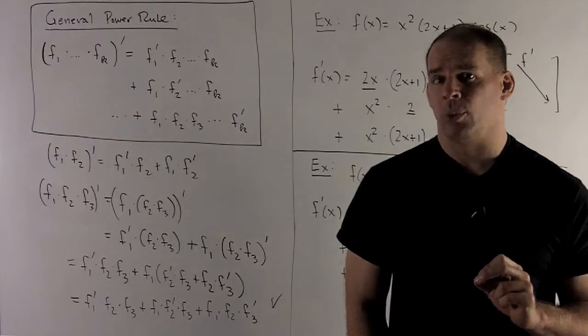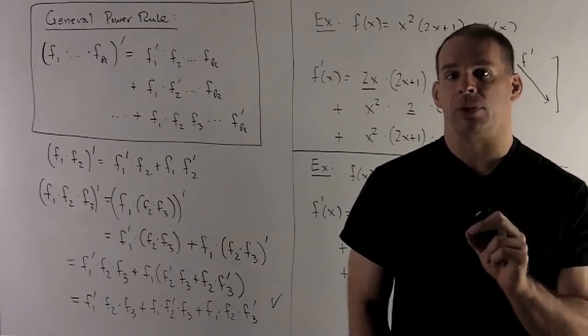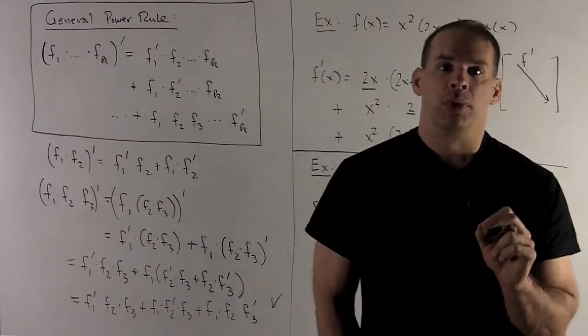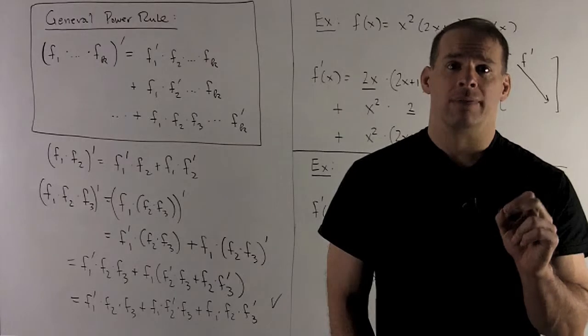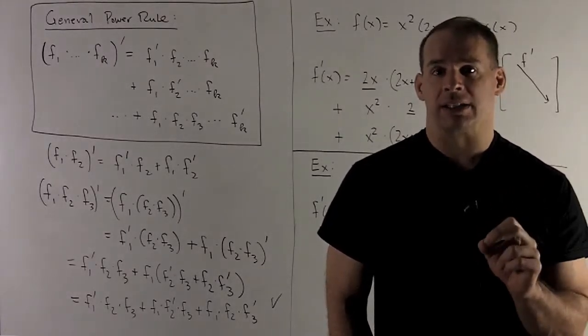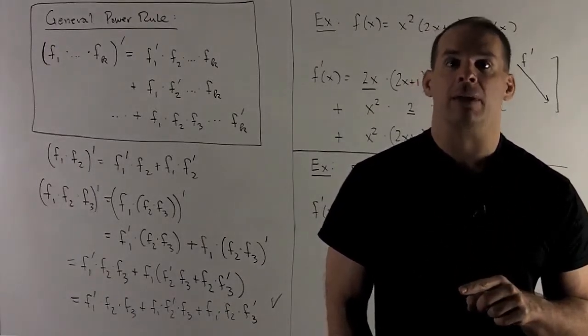Let's see how this works when I have three functions. So we have f1, f2, and f3. I'm going to take the derivative of their product. To start out, I'm going to use the product rule for two functions. Our two functions are going to be f1 and the product f2 times f3. So we'll just consider that as a block for now.